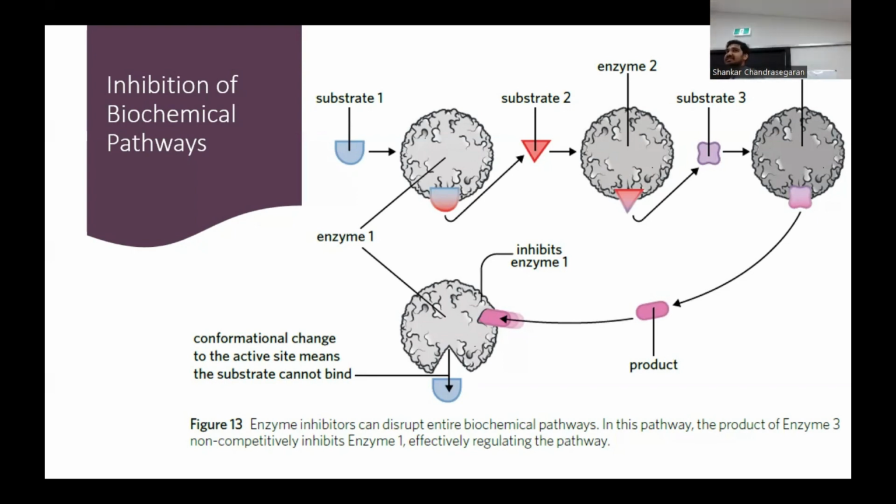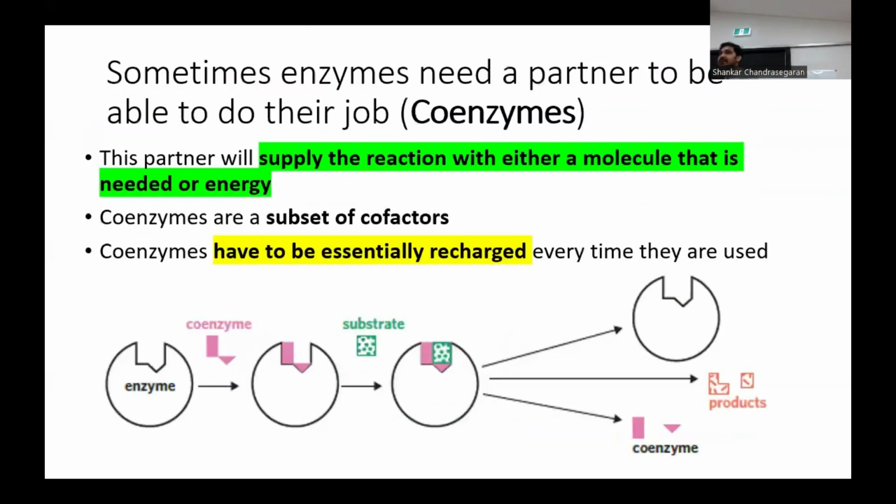Another one of the examples is in the inhibition of biochemical pathways. So, okay, we need to pick up pace one more time. Last one, coenzymes.